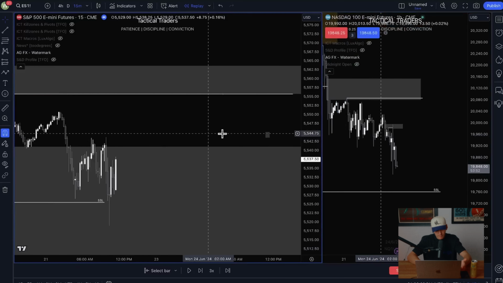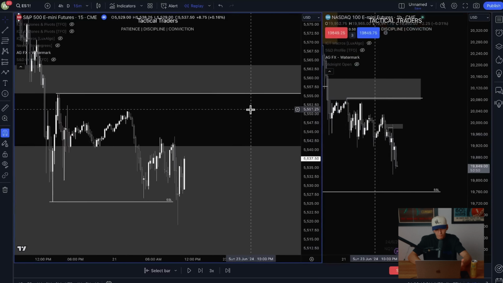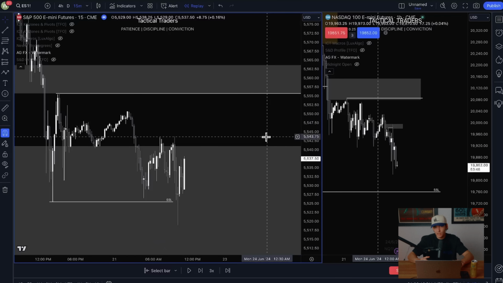And NQ is pretty bearish. So there's two different kinds of draws on liquidity here. Now, when there's two different draws on liquidity, ES and NQ, one thing that you want to pay attention to is order flow. What happens when market opens? Is ES pushing? Is NQ sitting still? Is one of them dumping? Is one of them pumping, right?